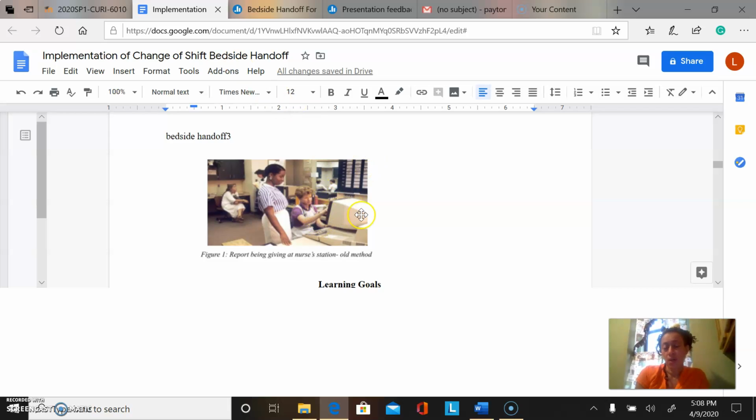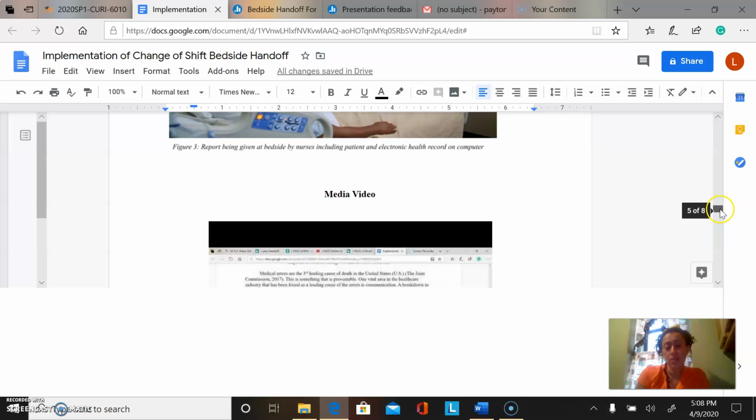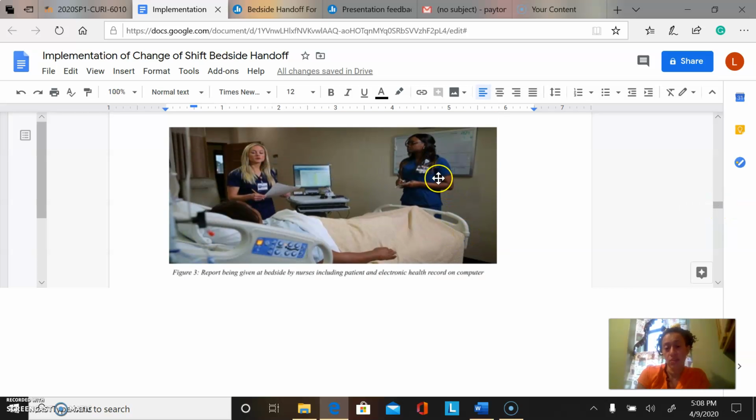First of all, I just have a picture here so you could see the way bedside handoff was done in the past. You see two nurses at a nurse's station with a computer. So we want to move away from that process, and we want to bring the nurses to this process right here, which is two nurses giving report. The patient is involved, and they also have a computer in which they would be able to review the patient's information as they are giving report to each other.